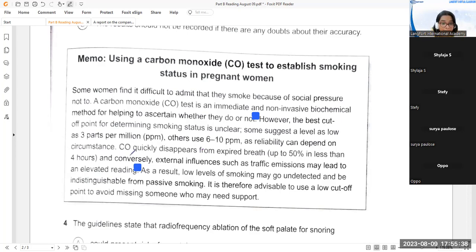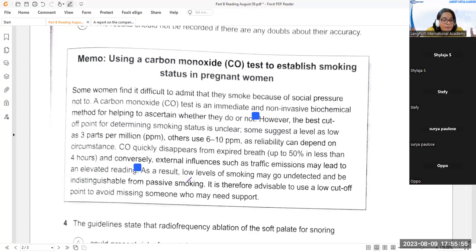Okay, and on the other hand, the amount of carbon monoxide in our body can be influenced by the traffic emission, the smoke of the traffic. So if we have been exposed to the traffic, then that can show a high reading.